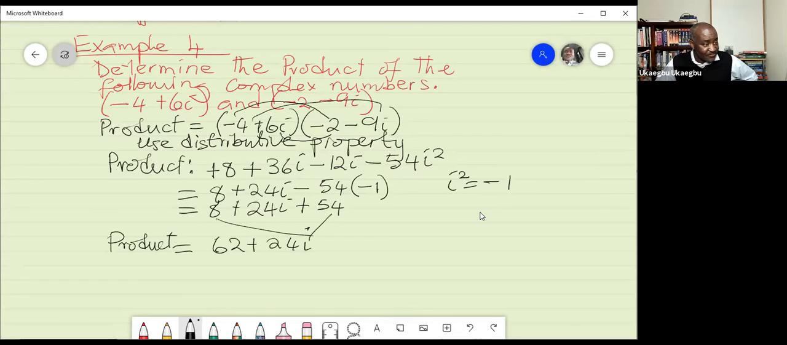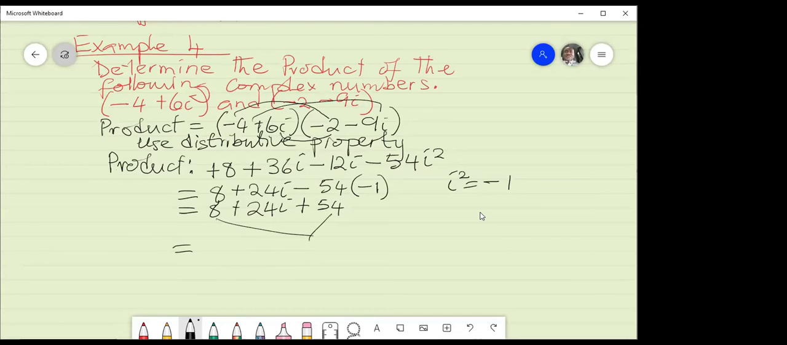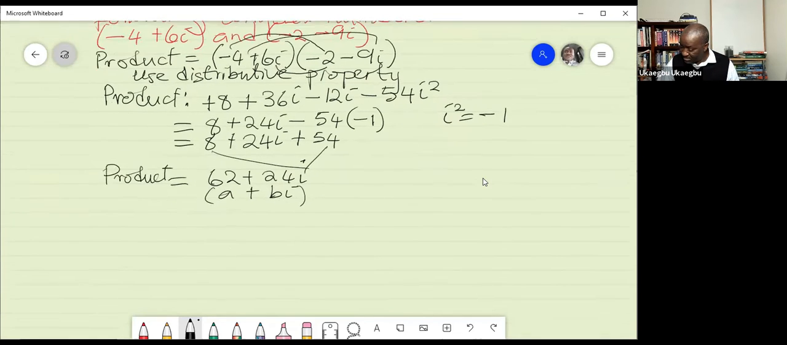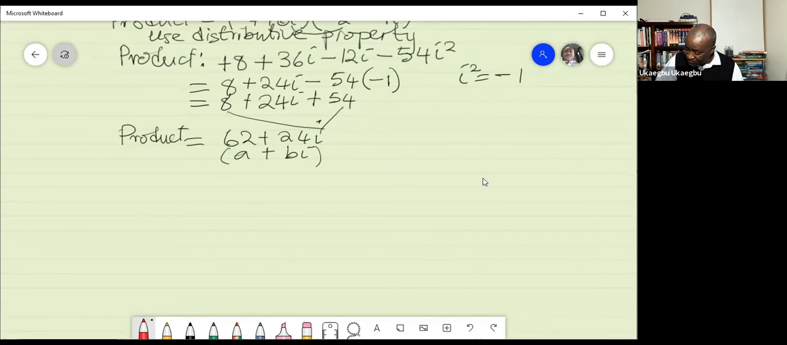So you can see that the number is in this form, a plus bi. Okay? Now let me give you another trick, how they frame the question sometimes. Instead of saying determine the product of this, they can say, how can you write the product of this in the form of a plus bi? Let me write down how the question is framed.